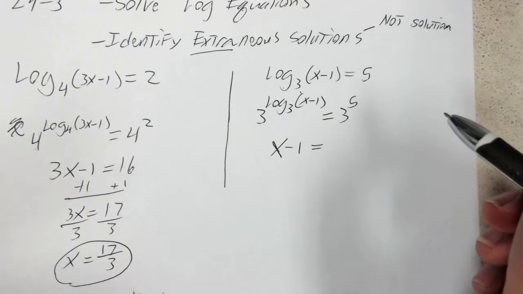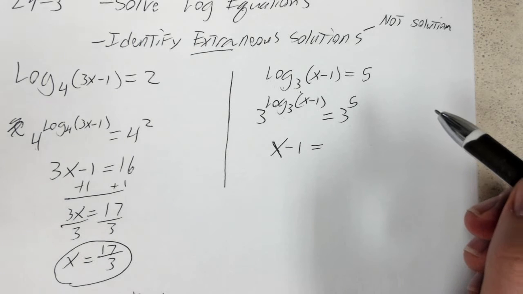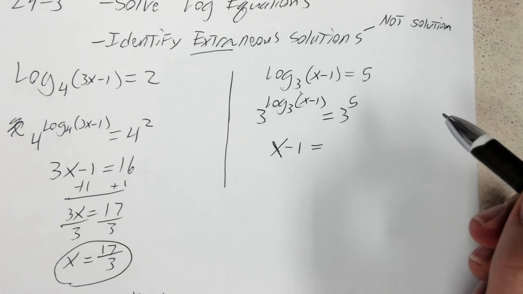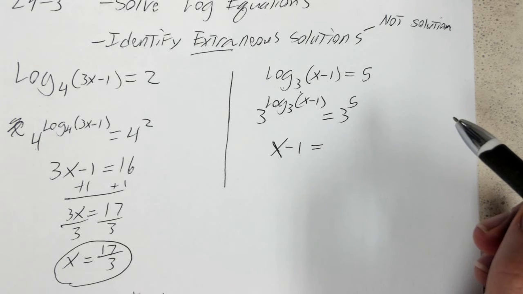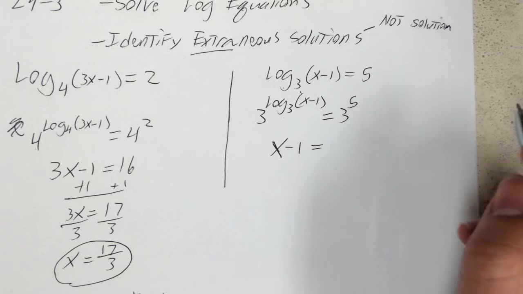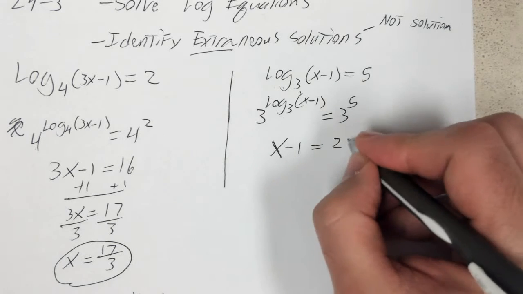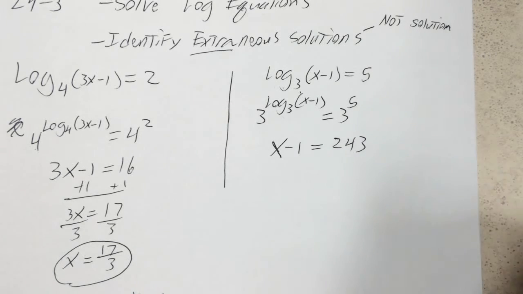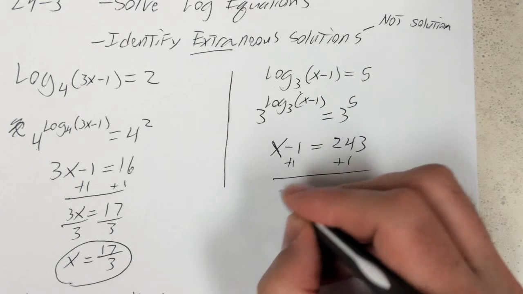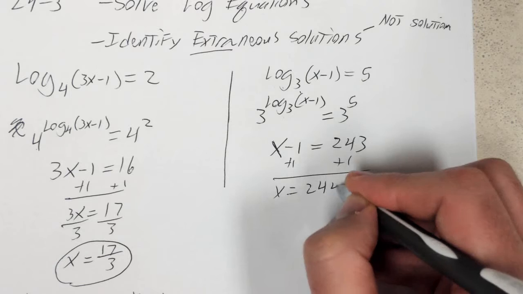Alright, and then 3 to the log base 3 cancels, and we're left with x minus 1 is equal to 3 to the 5th. 3 times 3 is 9, 9 times 3 is 27, 27 times 3 is something big, I already did it out, it's 243. And then we add 1, and so x is equal to 244.